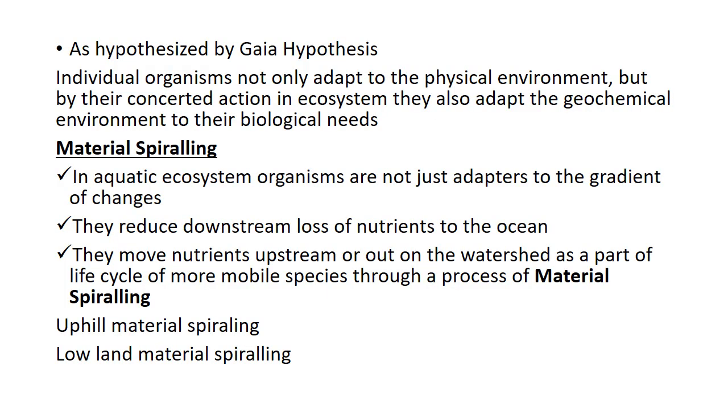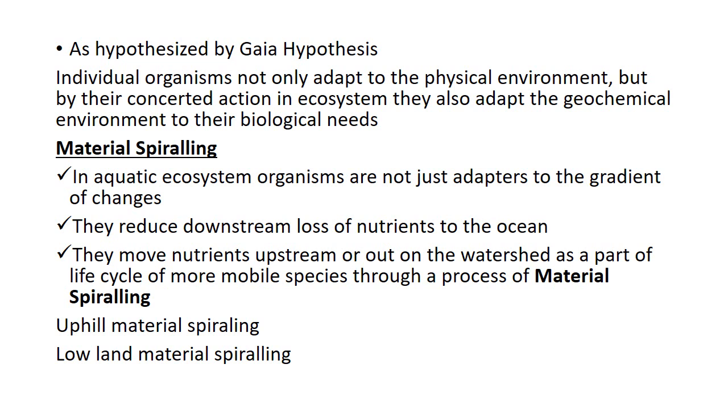As hypothesized by the Gaia hypothesis, individual organisms not only adapt to the physical environment, but by their concerted action in the ecosystem, they also adapt the geochemical environment to their biological needs. Now there is a concept of material spiraling. Material spiraling takes place in the ecosystem, and it is supported by the biotic communities.